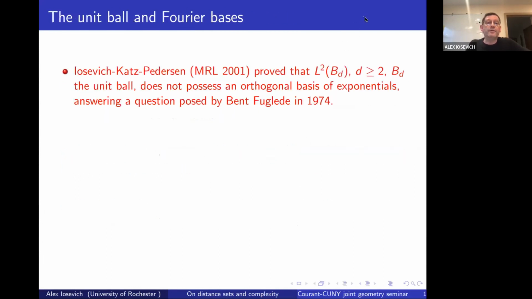So this is a result due to Nets Katz, Peterson, and myself proving that L2 of the ball does not possess an orthogonal basis of exponentials. This answered a question posed by Fuglede in 1974. And it's also, to me, a very instructive example. The reason the problem was open for so long is because it's not an analysis problem at all, as I'm hoping to convince you momentarily.